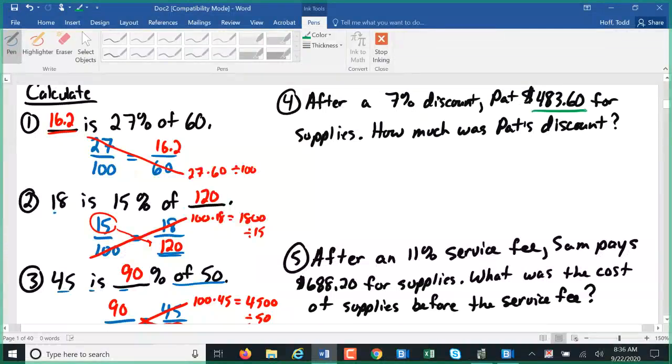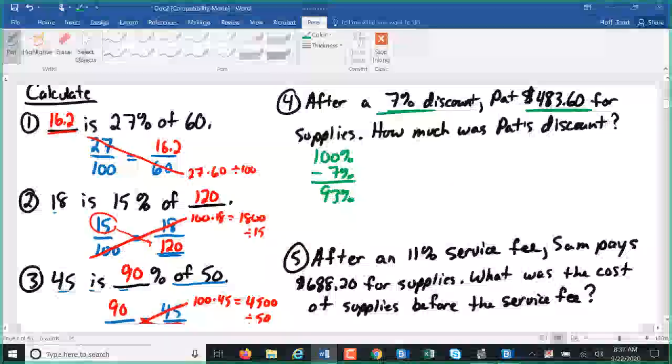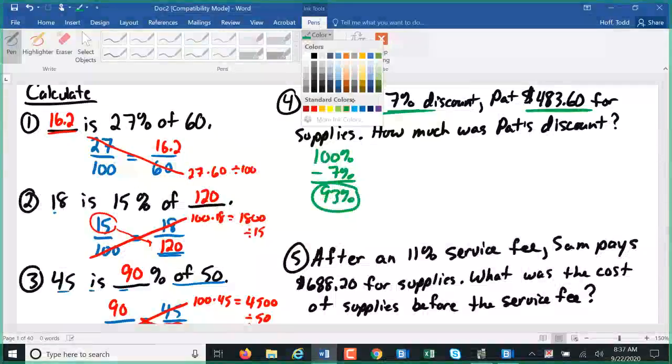The $483.60 is not the base amount. That's the amount after the discount. The base amount was the amount before the discount. The 7% here only indirectly applies to that $483.60. Remember, the full price was 100%. We subtract that 7% to get 93% is what applies to the price after the discount.